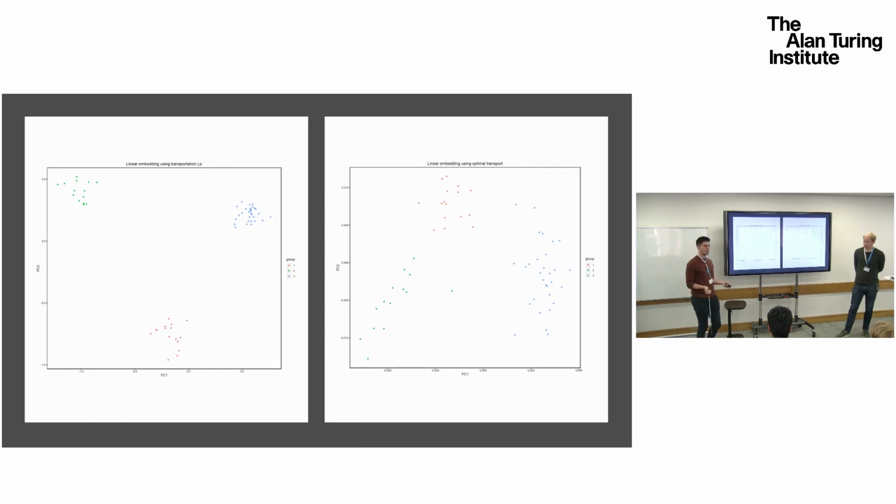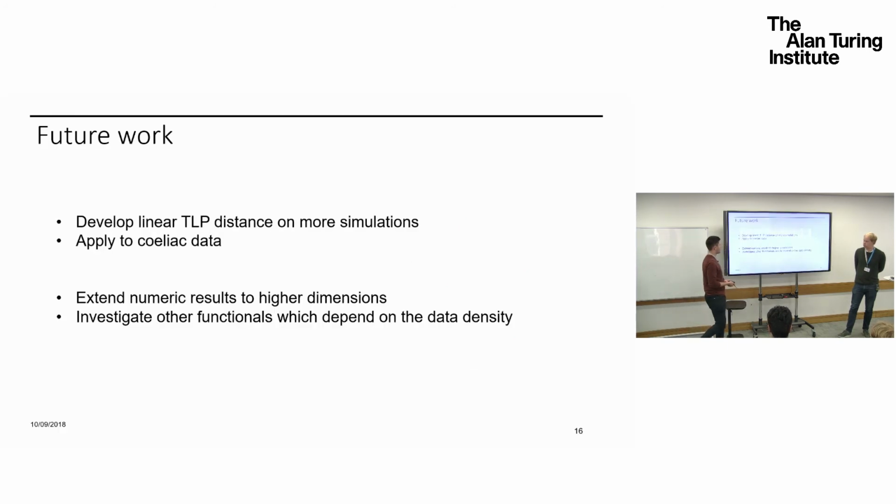So where do we go from here? We need to develop this kind of linear TLP a little bit more, this distance on more simulations, and see how it's performing. It requires a lot more algorithm design and things like that. And we want to apply this to the celiac data, or maybe a summary of this celiac data. We can now create maybe vectors of more information from these images and apply it straight to this directly.